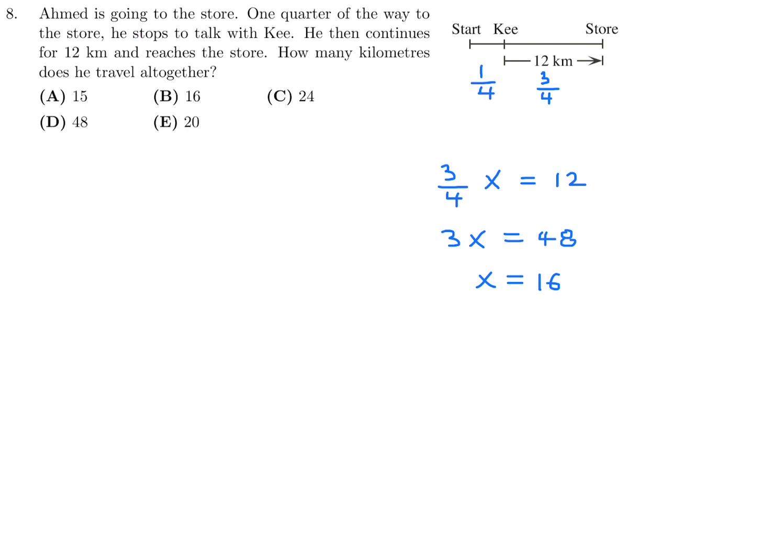And as you can clearly see, it would basically be 12 and 4 as the separate distances from the start to Key, and then from Key to the store. So number 8 is 16, and that would be choice B.